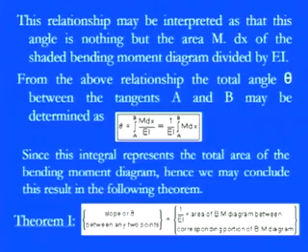So the total area of the bending moment diagram will give you the real feeling of theta, and hence we may conclude that the slope, or theta, between the two points is equal to 1 by EI into the area of the bending moment diagram between the corresponding portion.